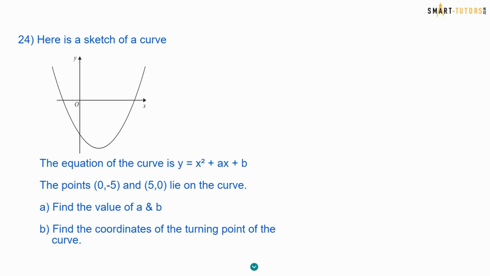Question number 24. Here is a sketch of a curve. The equation of the curve is y equals x squared plus ax plus b. The points (0, minus 5) and (5, 0) lie on the curve. Find the values of a and b. Then find the coordinates of the turning point of the curve.